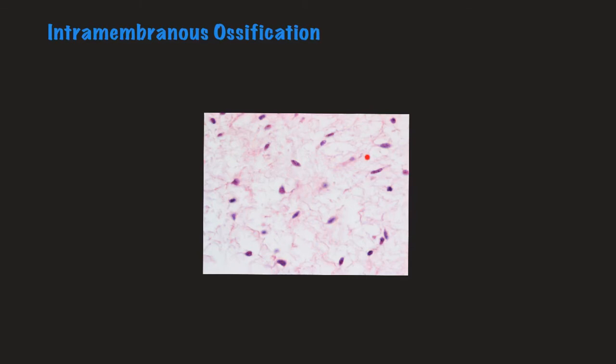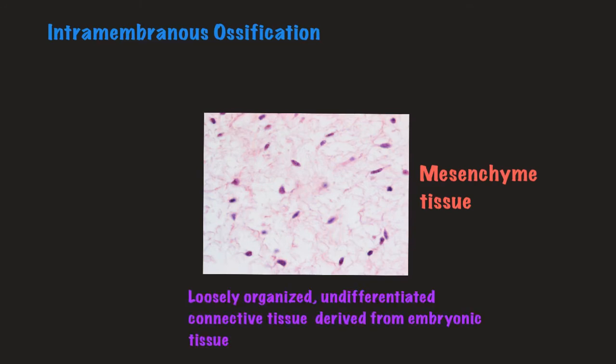Here I have a picture of what mesenchyme looks like. What is mesenchyme? Mesenchyme is a connective tissue. It is very loosely organized, as we can see here. The cells are very spread apart. The cells in mesenchyme tissue are referred to as mesenchymal cells. And we find this tissue type in embryos. It is actually an embryonic tissue type, undifferentiated, from which connective and skeletal tissues can be made.